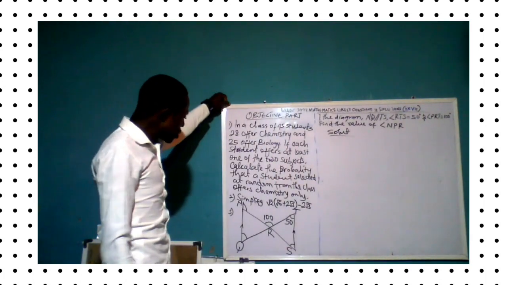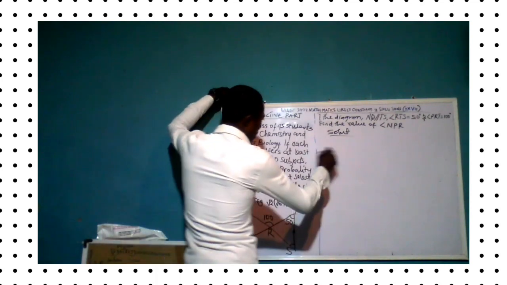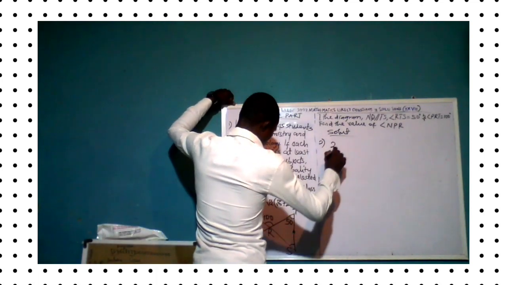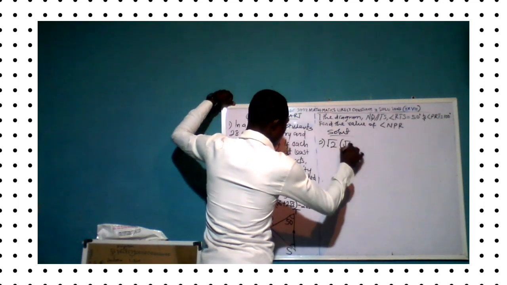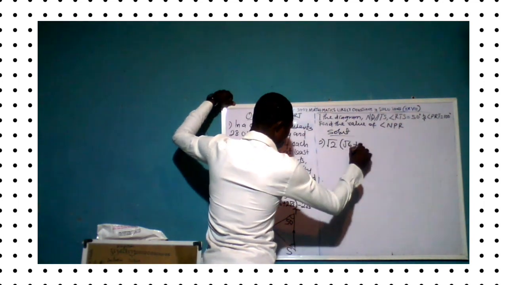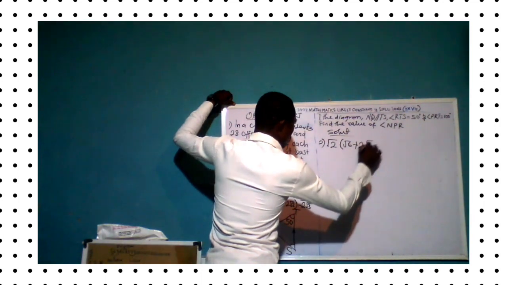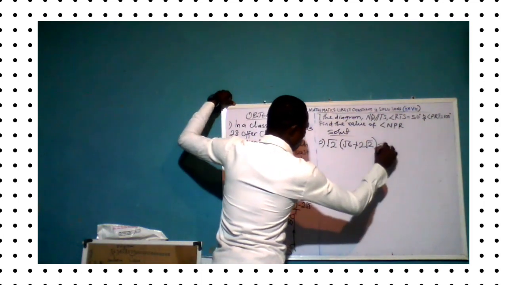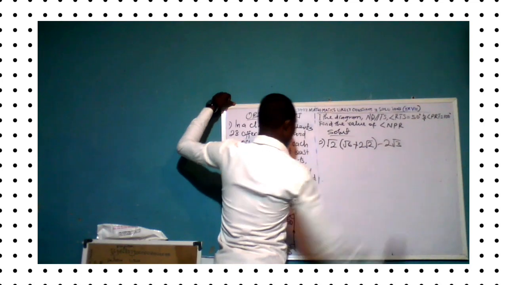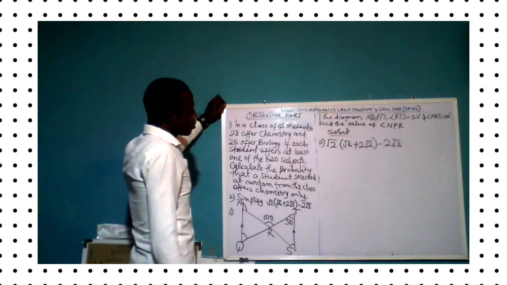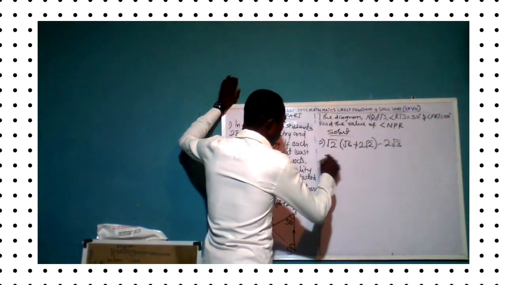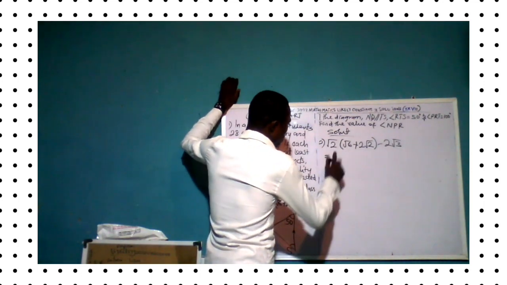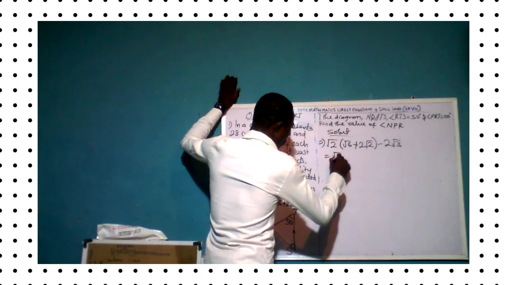Question number 2, we are asked to simplify root 2 open brackets, root 6 plus 2 root 2, close brackets, minus 2 root 3. To simplify this, first and foremost, clear up the bracket. If you clear it up, this is equal to root 2 times root 6, which gives us root 12.